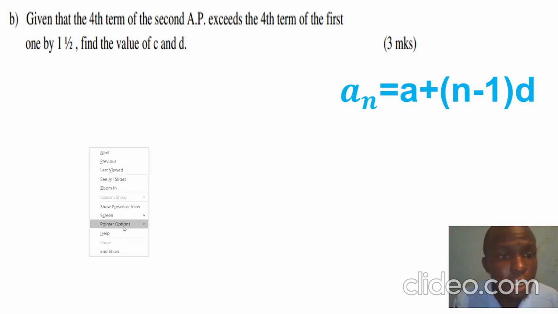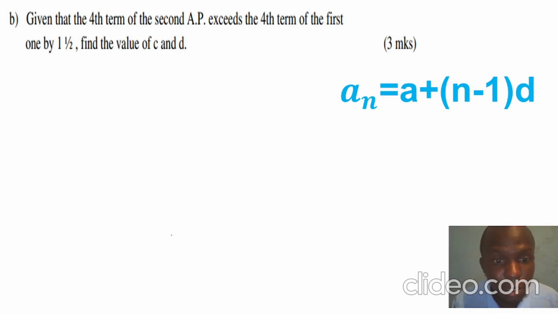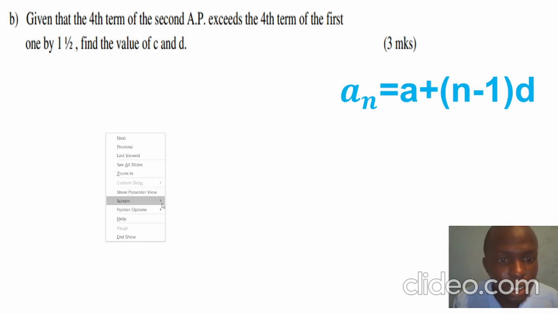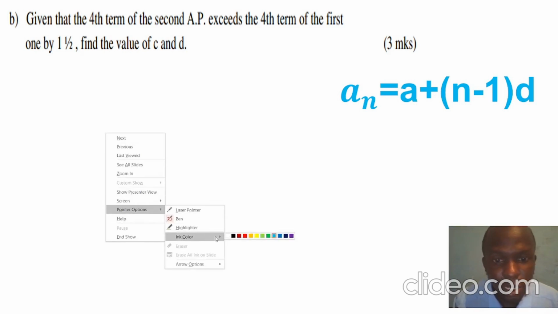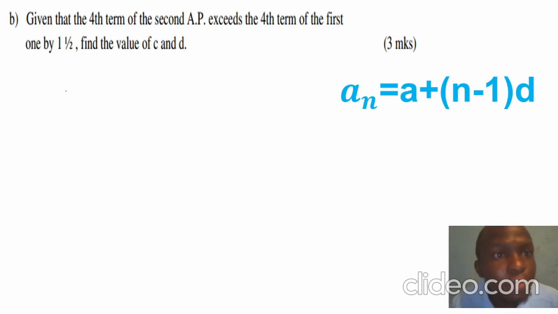Given that, let me get my pen. I can change the color. Let me use a green color. Now, given that the fourth term of the second arithmetic progression exceeds the fourth term of the first one by 1.5, find the value of C and D.